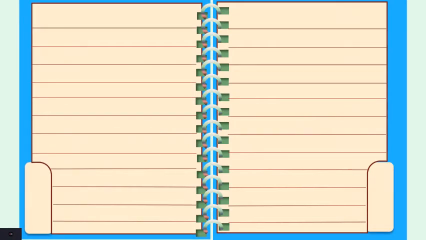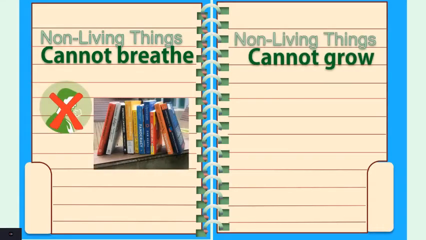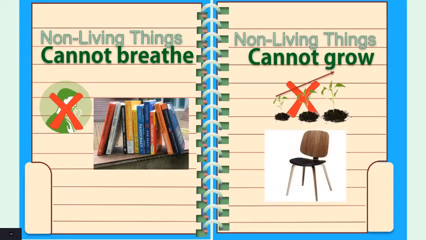Non-living things cannot breathe as well and cannot grow. These are the total opposites of living things. They cannot eat, cannot grow, cannot breathe, and cannot move.